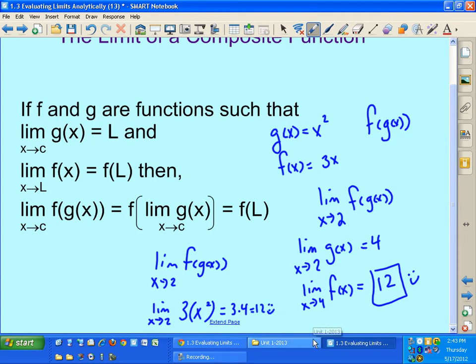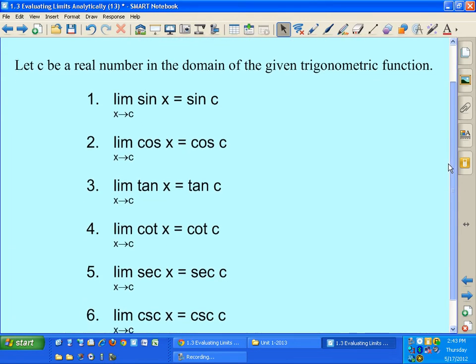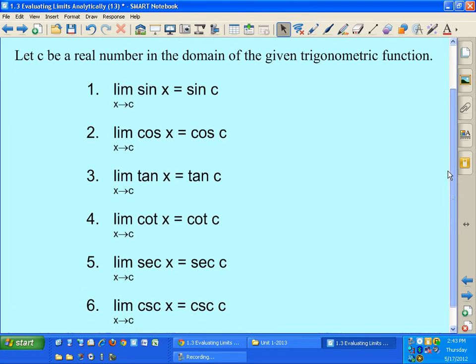And then we also have sine and cosine. All our trig functions work for this one, and we can do direct substitution into those as long as the c is in the domain, and doesn't fall on an asymptote or something to that effect.